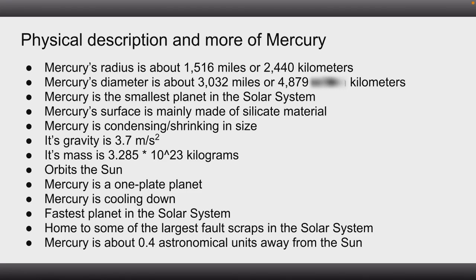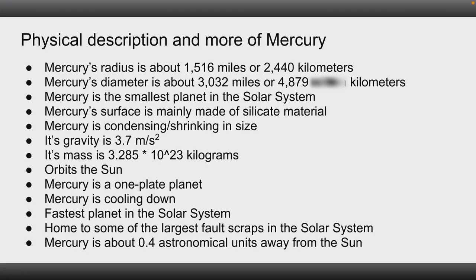And then this is the physical description, more of Mercury. Mercury's radius is about 1,560 miles or 2,440 kilometers. Mercury's diameter is about 3,032 miles or 4,879 kilometers. Mercury is the smallest planet in the solar system.